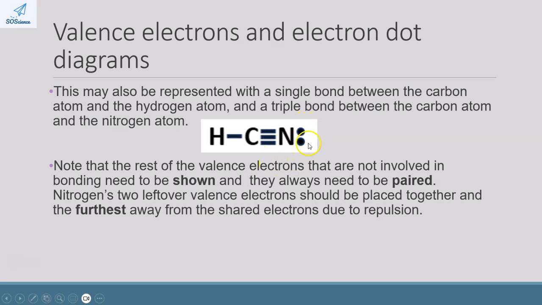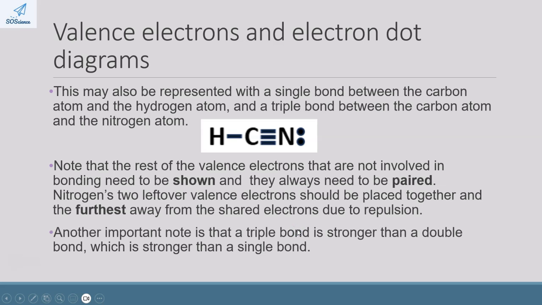Remember that the other valence electrons that are not involved in bonding, which in this case will only belong to the nitrogen, need to be shown, and they need to be paired, and they need to be as far away as possible from the bonded pairs of electrons. Another important note is that a triple bond is stronger than a double bond, which is stronger than a single bond.